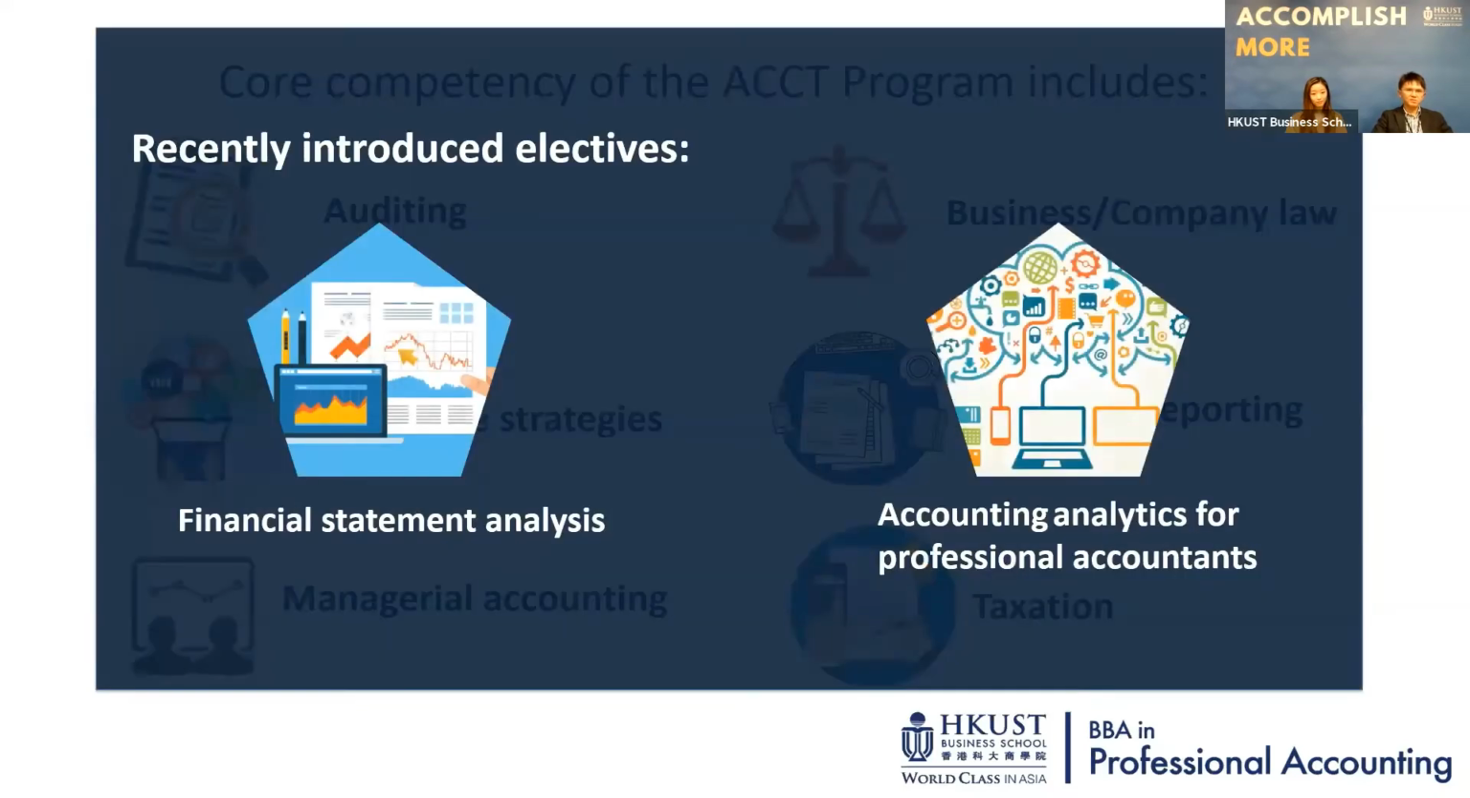Apart from the core competence, we never overlook the importance of keeping abreast of practice changes. That's the reason why we recently introduced 2 new electives to our students. The first one is financial statement analysis using the latest business analytical tools. And the second one is accounting analytics for professional accountants.